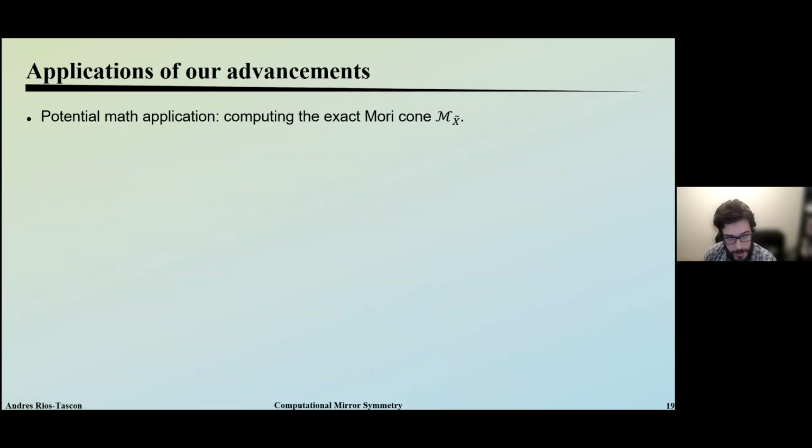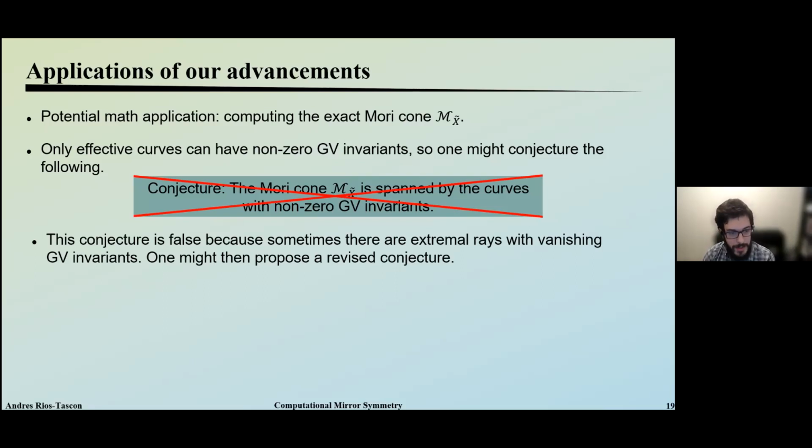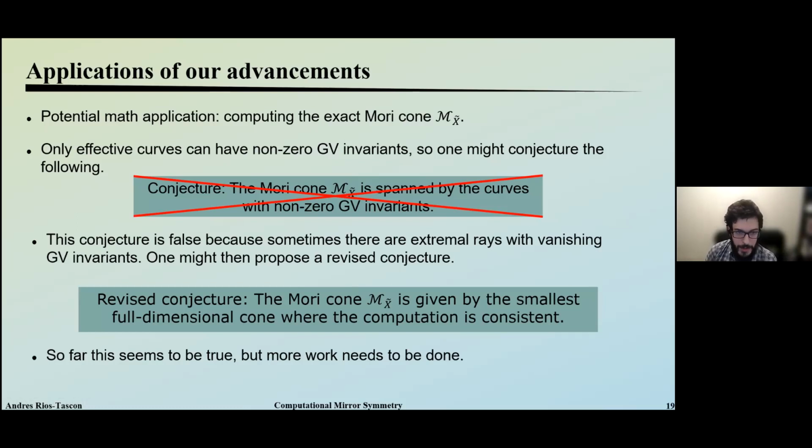So now let's talk about some possible applications for our tools. A potential math application would be computing the exact Mori cone of the Calabi-Yau. You could conjecture that the Mori cone is spanned by the curves with non-zero GV invariants. However, this is actually false, because there can sometimes be cancellations and you can get extremal rays with vanishing GV invariants. However, you might propose a revised conjecture as follows: that the Mori cone is given by the smallest full dimensional cone where the computation is consistent. So far this seems to be true, but more work needs to be done.